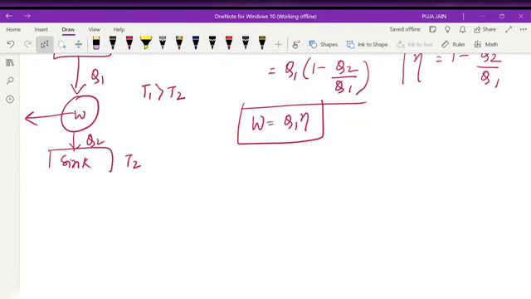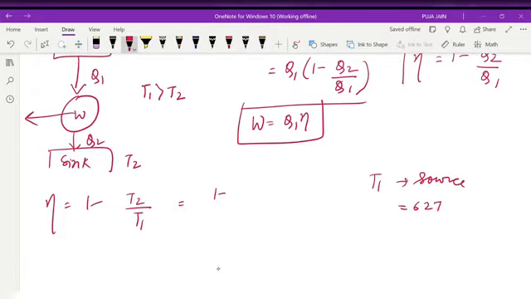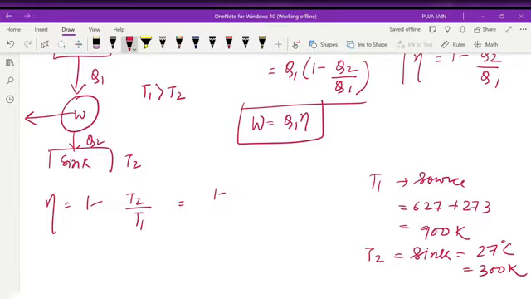So let's first find eta. T2 and T1 are given. We know eta is equal to 1 minus T2 by T1. T1 is the source temperature, given as 627. Convert it into Kelvin, you get 900. T2, sorry, the sink temperature, is given as 27 degrees Celsius, so this is 300 Kelvin. So 1 minus T2 by T1 is 1 minus 300 by 900, so this is 600 by 900, that is 2 by 3. So we got eta equal to 2 by 3.